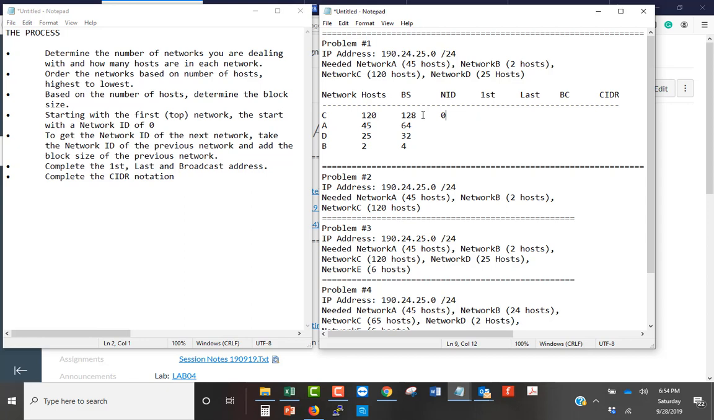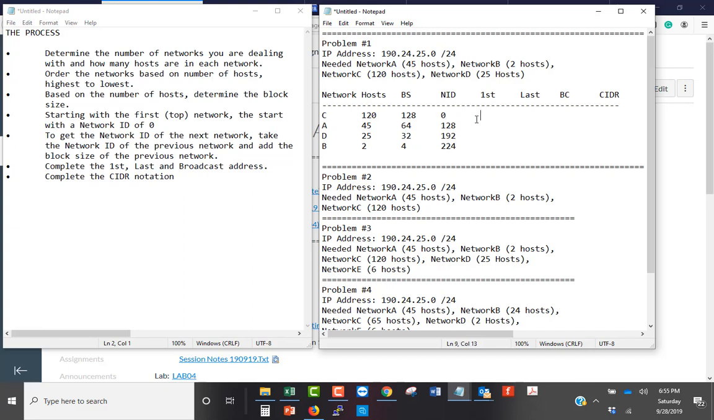We're going to start with a 0. Then we're going to do basically the 128 plus the 0, which is going to give me a 128 here. Okay. Next we go 64 plus the 128. That's going to give me 192. Then the 192 plus the 32 is going to give me 224. So that identifies our network IDs.